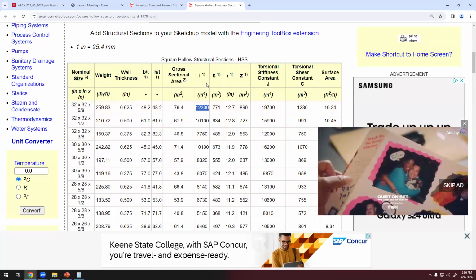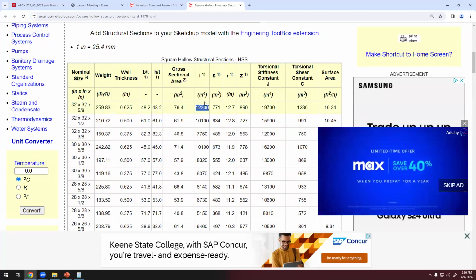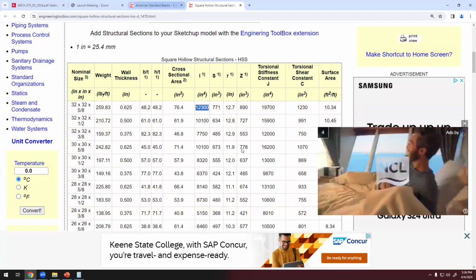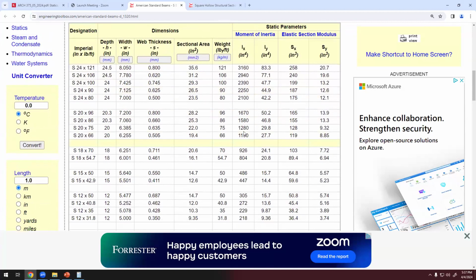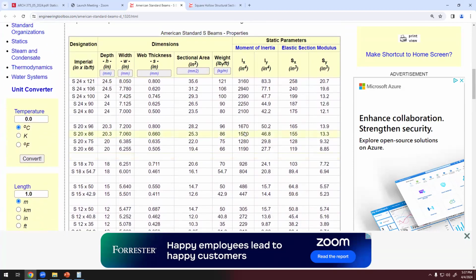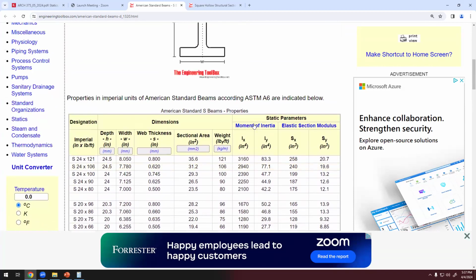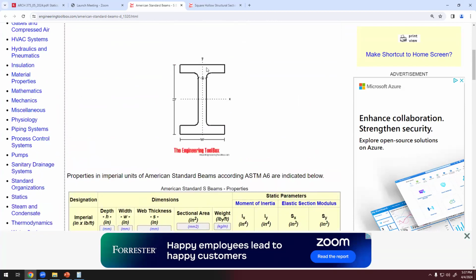But look at this. If we go to the other catalog, the American Beam Standards, here we have values that are even smaller than those. Why is that? Because with columns, we have to move most of the area away from the center point. So can we use this? This works perfect for beams, but it doesn't work at all for columns.